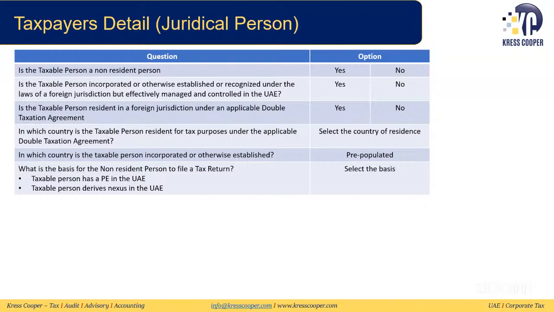It will ask you in which country the taxable person is incorporated or otherwise established. This will flow through from your registration, which will be marked there. And then it will ask you to select the basis on which the non-resident person has to file this tax return. Is it because you have a PE in the UAE, or because of having a nexus in the UAE? This basis will need to be selected as well.